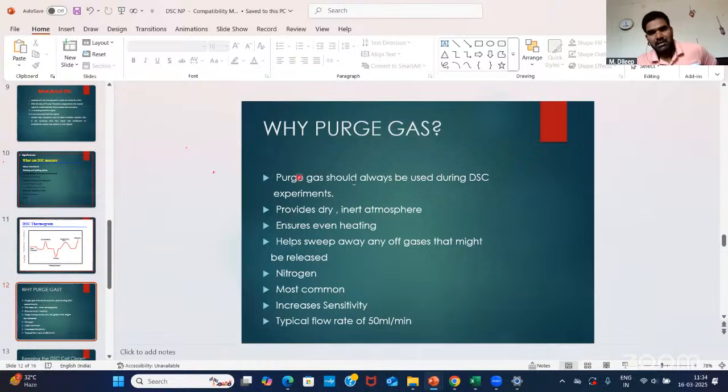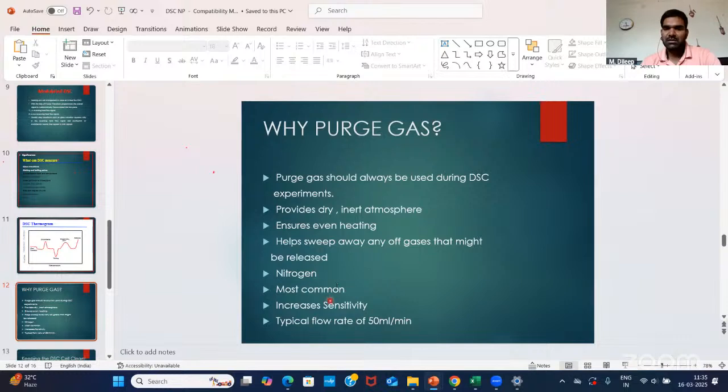Why purge gas? Purge gas should always be used during DSC experiments. In DSC experiments, an inert purge gas is always used. It provides a dry inert atmosphere and ensures even heating. It also helps sweep away any gases that might be released.